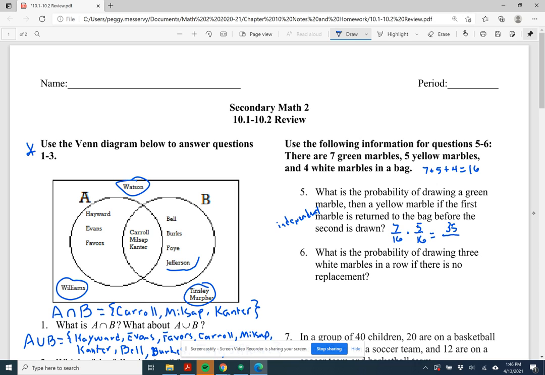7 times 5 is 35. 16 times 16 is 256. Remember, to multiply fractions, we multiply numerators and we multiply denominators. So 35 out of 256. I'll make that a little more readable. 35 out of 256. And I want you to go ahead and change that also to a percent.